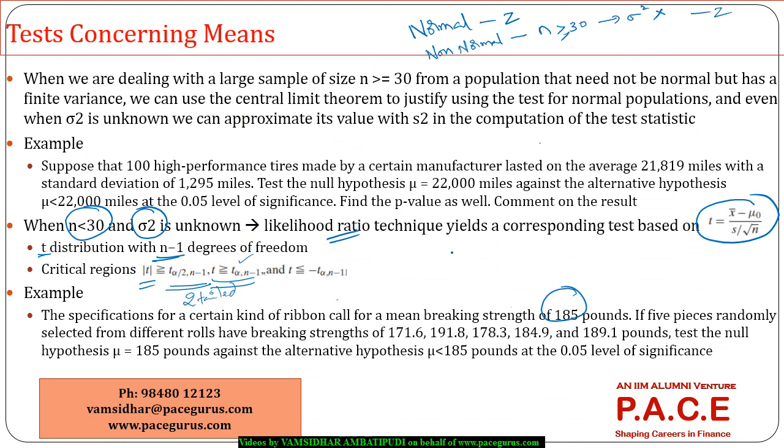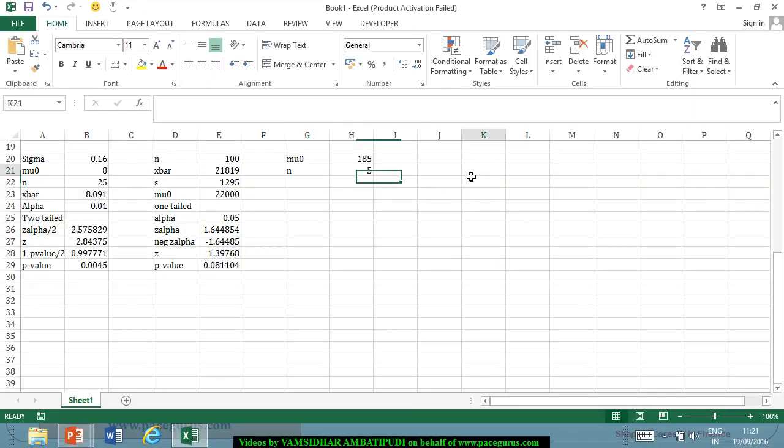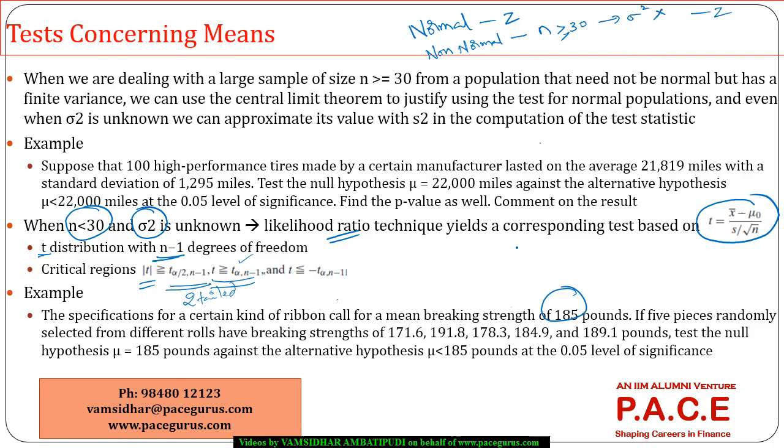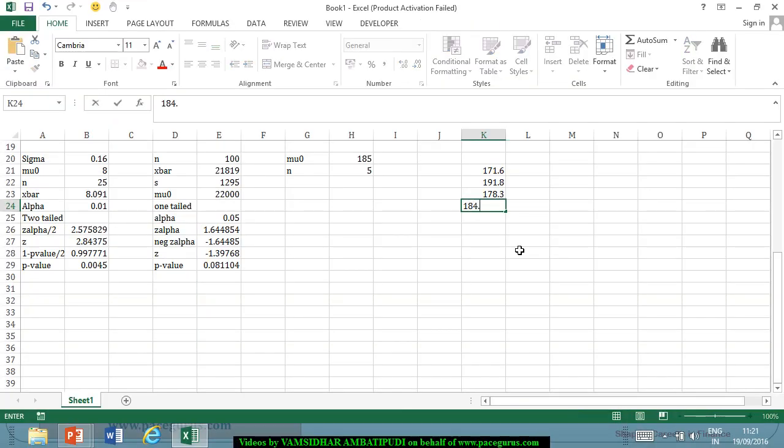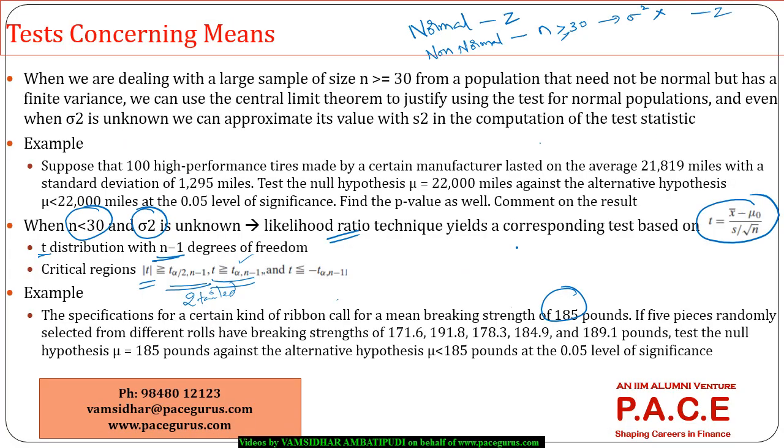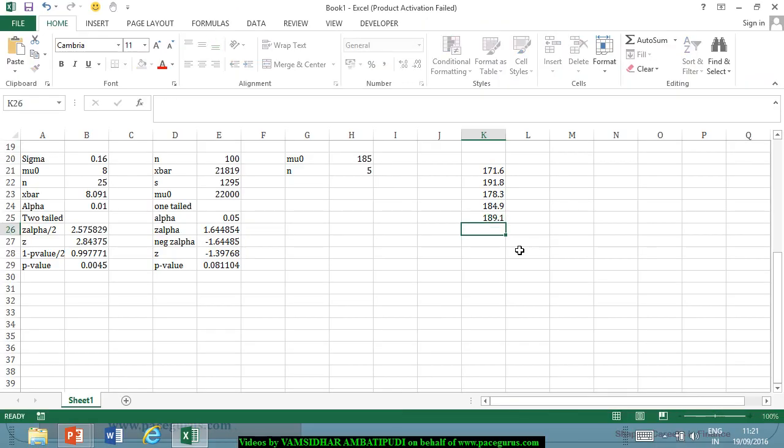Having the breaking strength 171.6, now we are having the individual data: 191.8, 178.3, 184.9 and 189.1. So these are the individual values that we have.